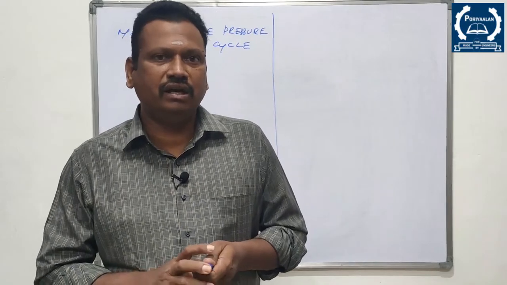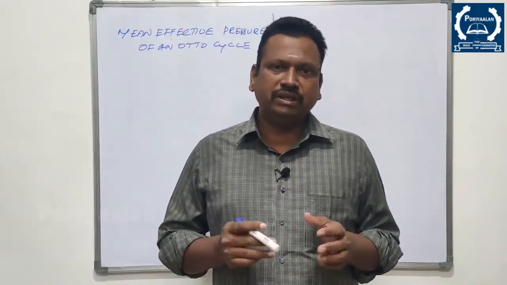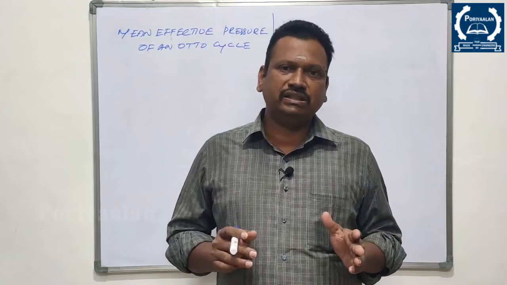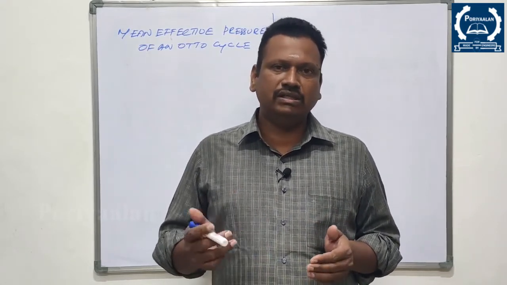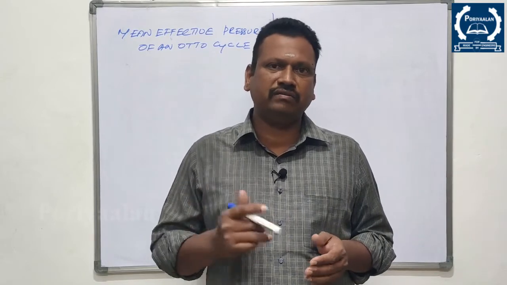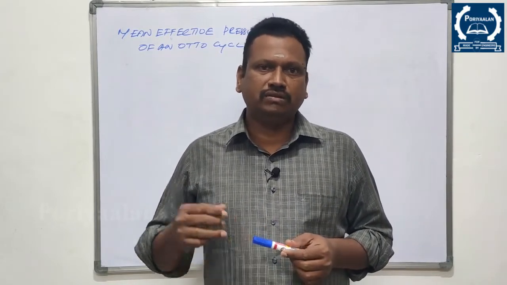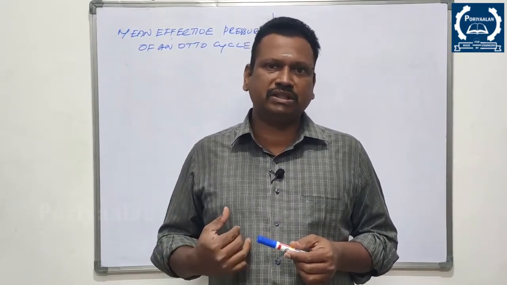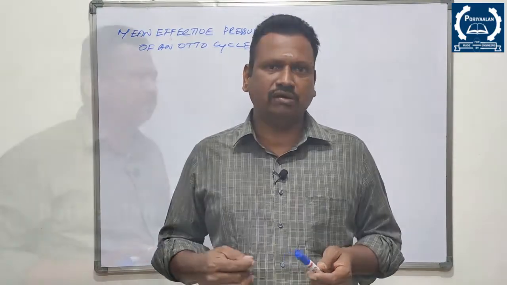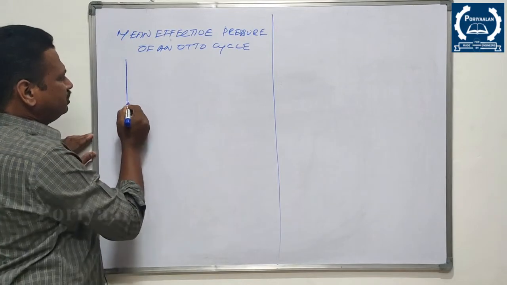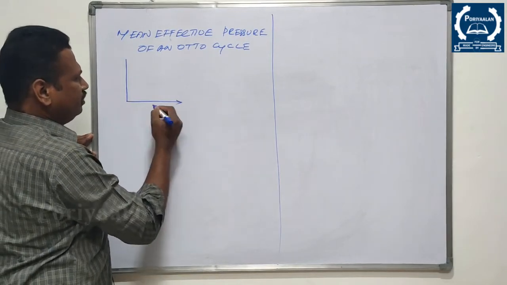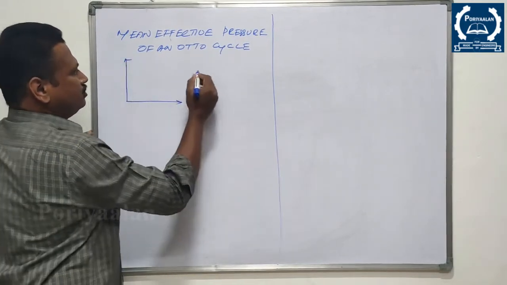This mean effective pressure varies with respect to compression ratio, expansion ratio and initial pressure. These are all factors that will be given while solving problems. I am going to derive the expression for mean effective pressure now. Let me start with the PV and TS diagram. You should always remember the PV and TS diagram of the Otto cycle.